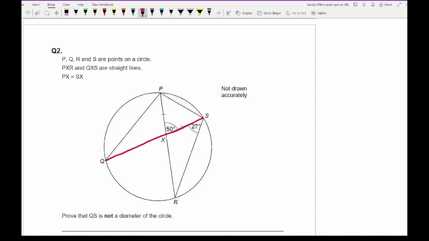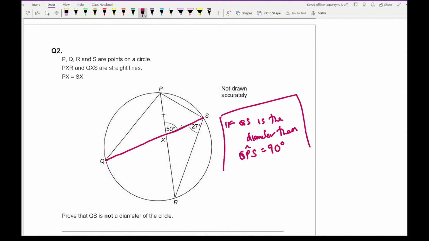Well, if QS is the diameter, then the angle of QPS has got to equal 90 degrees. So this is the proof that I'm going to be using. So what I need to do is work out what this angle here is going to be. So let's have a look at how we work this out.